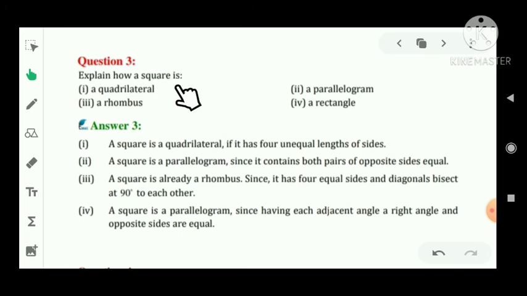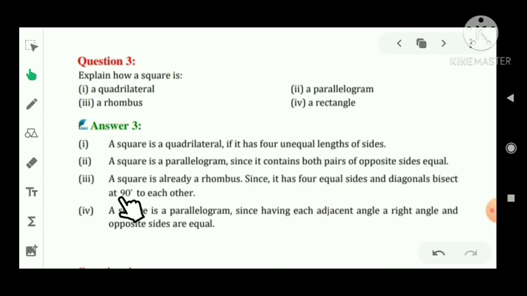In this question we have to explain how a square is a quadrilateral, parallelogram, rhombus and rectangle. So, a square is a quadrilateral if it has 4 unequal lengths of side. That means a square is a quadrilateral when its 4 sides are unequal. Similarly, a square is a parallelogram since both pairs of opposite sides are equal, because as you know in a parallelogram opposite sides are equal to each other.